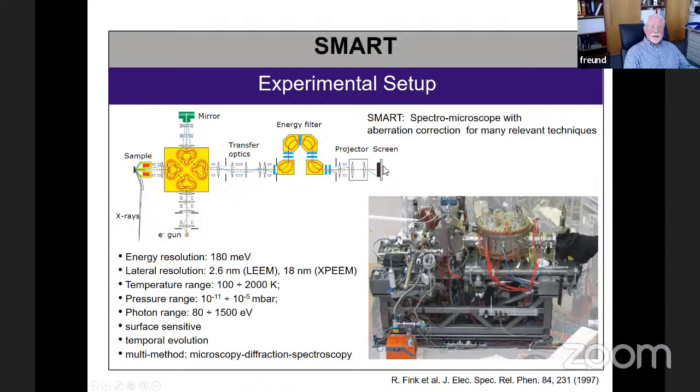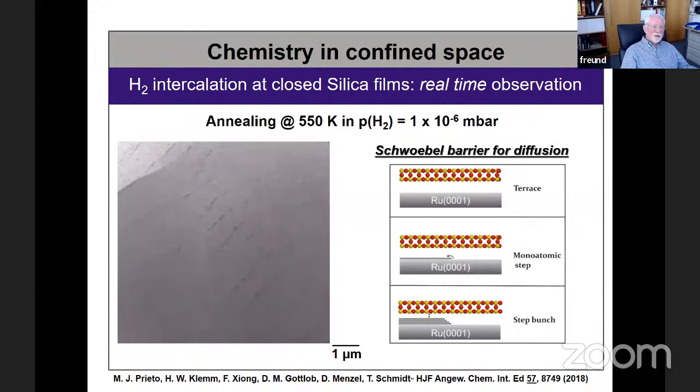And then we can not only do X-ray photoelectron spectroscopy in that way, we can also do LEEM, in other words, low energy electron microscopy, by using the beam splitter and the electron beam coming from the side. So this technique has been used to look at this reaction. And you can see here a movie that was taken as the reaction proceeds.